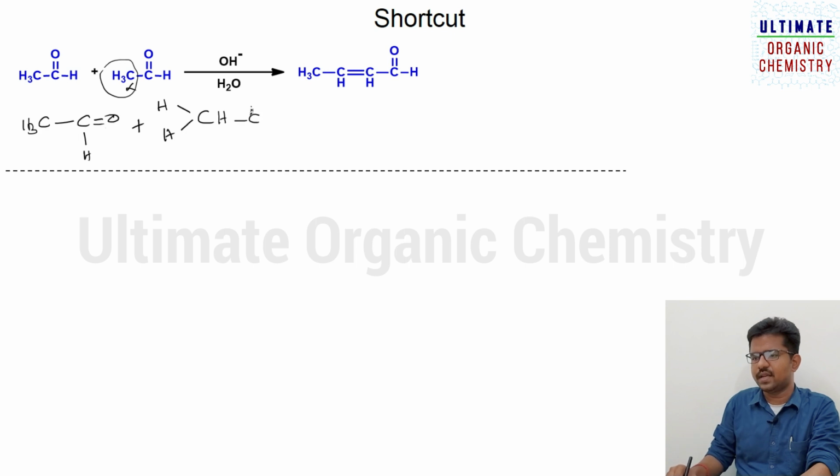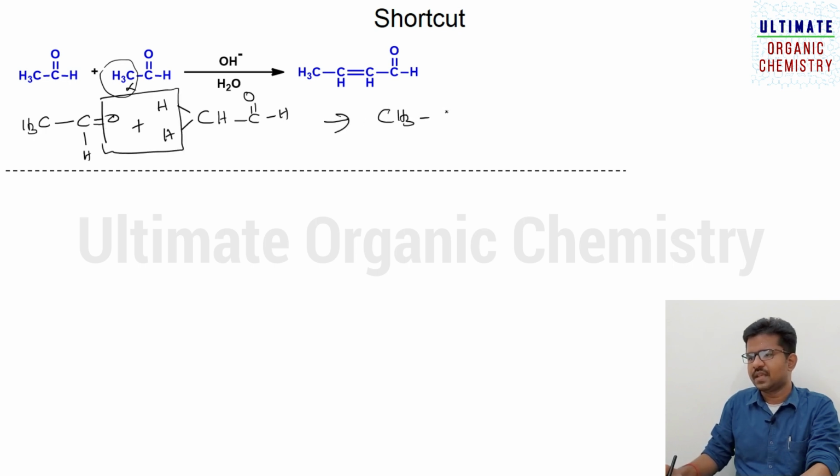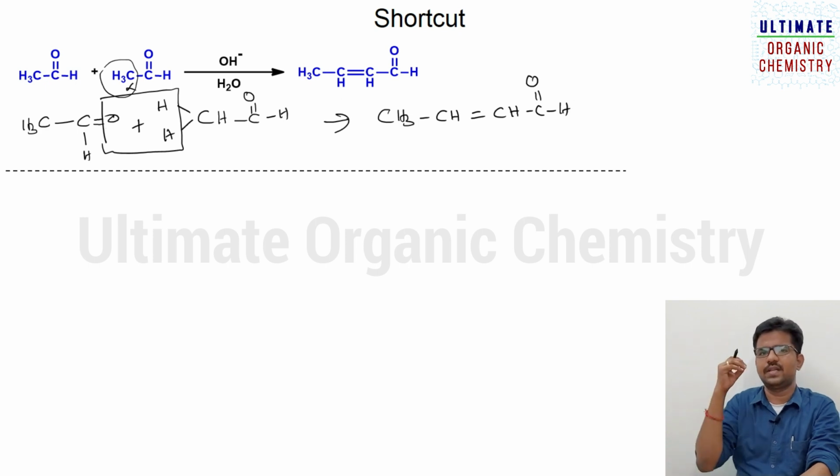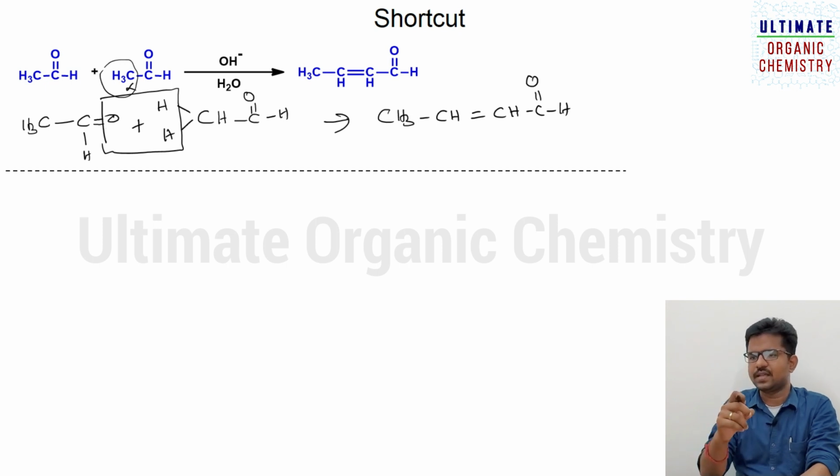Now you need to write C double bond O hydrogen. So overall, what happens? Water molecule is eliminated. Once it is eliminated, you have CH3, CH double bond CH, CHO. So this is the overall product. This is very simple. One must answer within a minute. In a few seconds you should be able to give the answer. Okay, so we will have the other example.